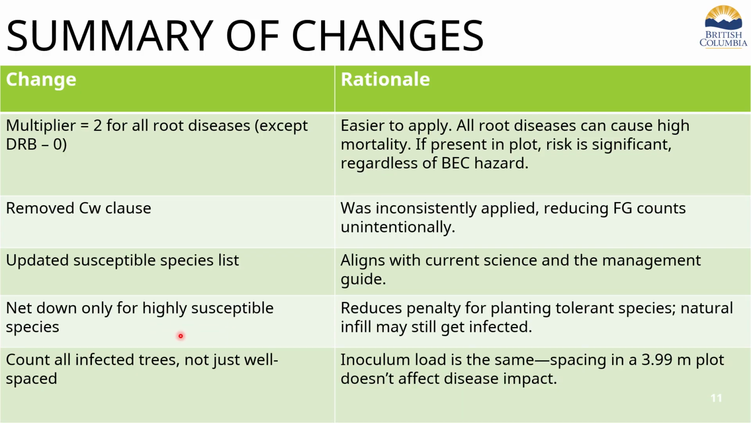Lastly, the whole process had you counting the number of infected, well-spaced trees. This has always caused confusion to new surveyors, and it didn't make sense to the pathologists. The inoculum load is the same in a 399 plot, regardless of their spacing. Therefore, the impact is the same. So going forward, in step 2 of the Netdown process, and I'll show you this in a minute, you're simply counting the infected trees, living and dead.